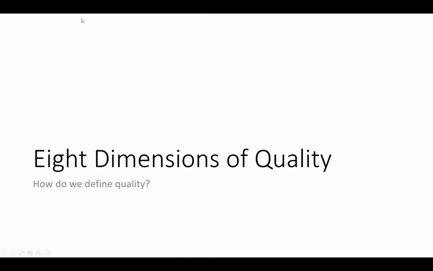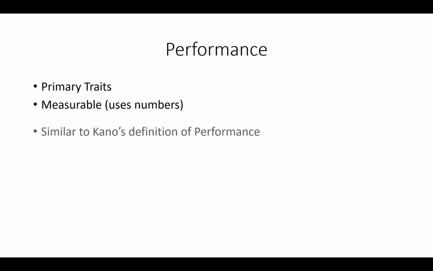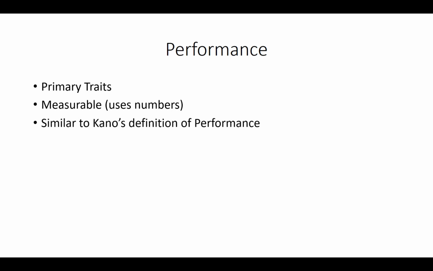Now let's talk about our 8 dimensions of quality. How do we define quality? Okay, performance. You will find that these are much the same as in Kano's. These are the primary traits. They are measurable, similar to Kano's definition. Things like acceleration, 0 to 60 time, horsepower, miles per gallon. We kind of talked about these.